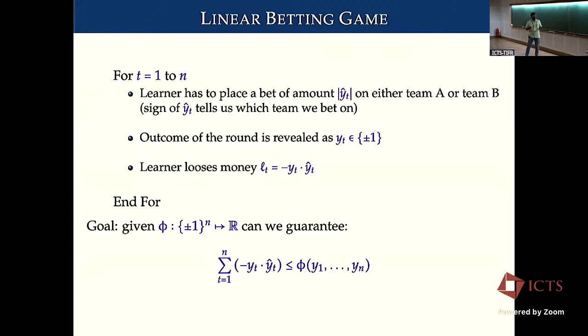If A wins, then y_t is +1. If B wins, y_t is -1. And your loss is basically the amount of money that you lost, right? So it's minus y_t times ŷ_t, meaning that if you got it right, then your loss is negative, meaning that you gain money. And if you got it wrong, then of course you lose money.